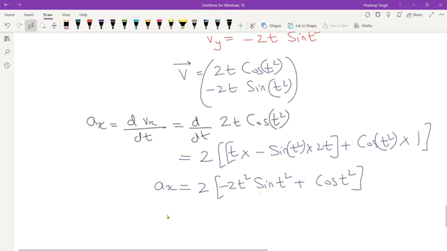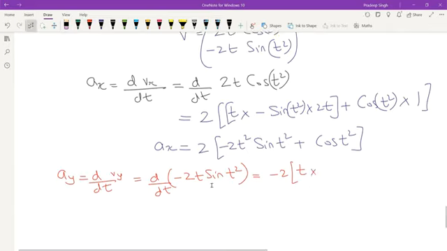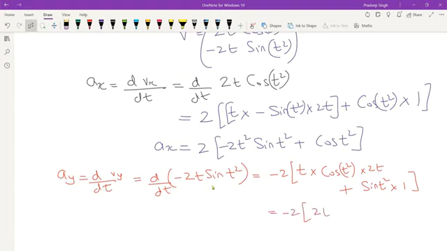Similarly, let us identify the y component of acceleration, which will be d by dt of Vy. And Vy we had found out earlier as negative 2t sin t squared. So let us write down d by dt of negative 2t sin t squared. Minus 2 is a constant that will be taken out of the derivative, and then again we use the product rule. First function multiplied by the derivative of the second function. Second function here is sin t squared. The derivative of that will be cos t squared multiplied by 2t, plus the second function into the derivative of the first function. Let's simplify this. We'll get minus 2 times 2t squared cos t squared plus sin t squared. So that is the y component of acceleration.